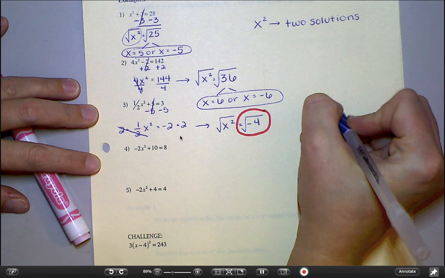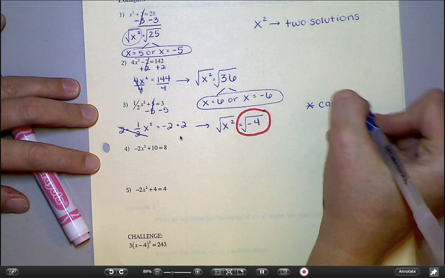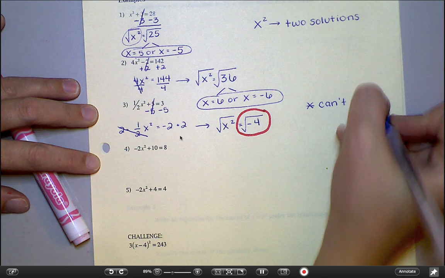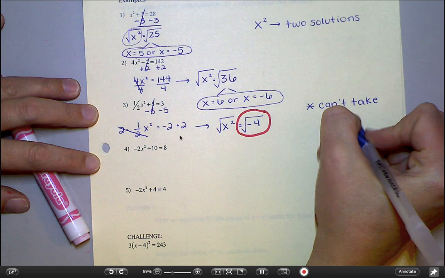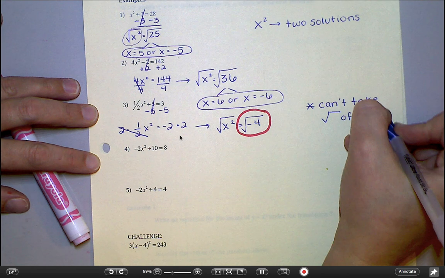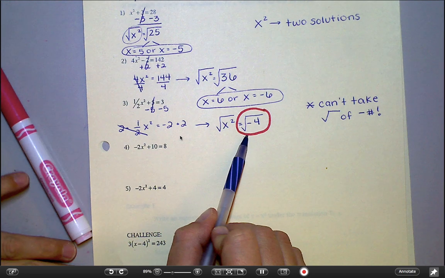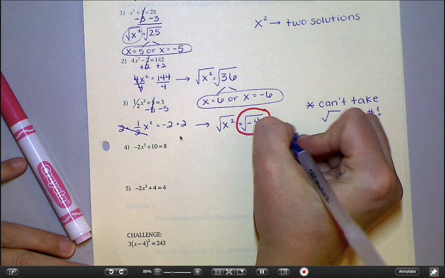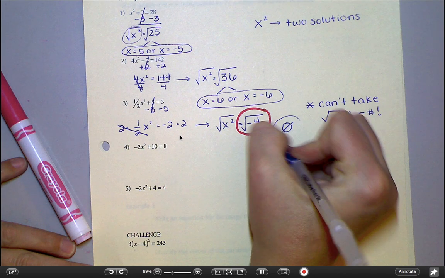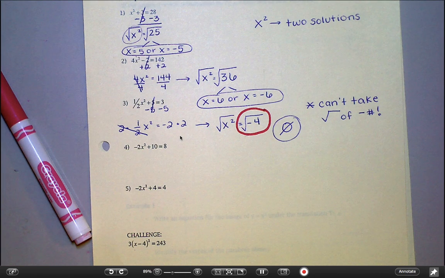Can't take square root of a negative number. Okay? So as soon as you get to the point where you're taking the square root of a negative number, we can say no solution. So we are going to have ones here that come out to be no solution.